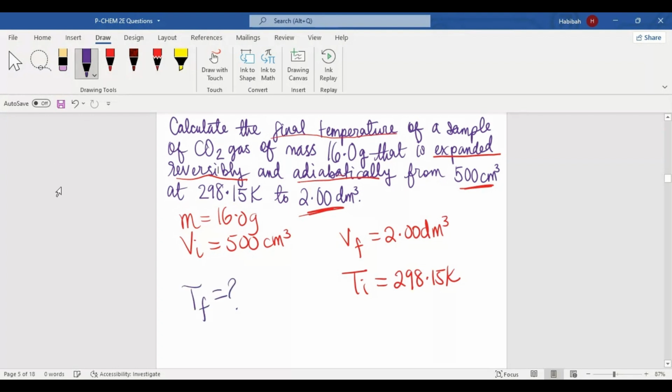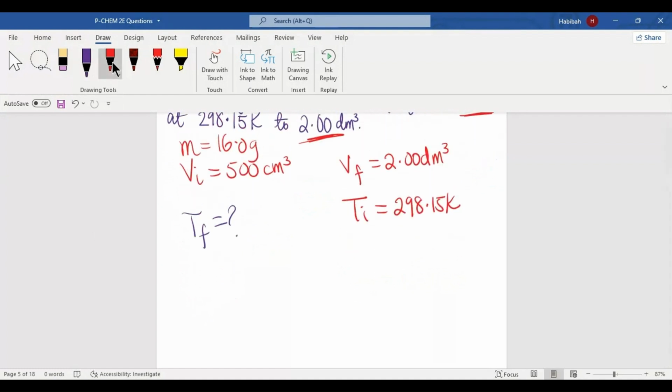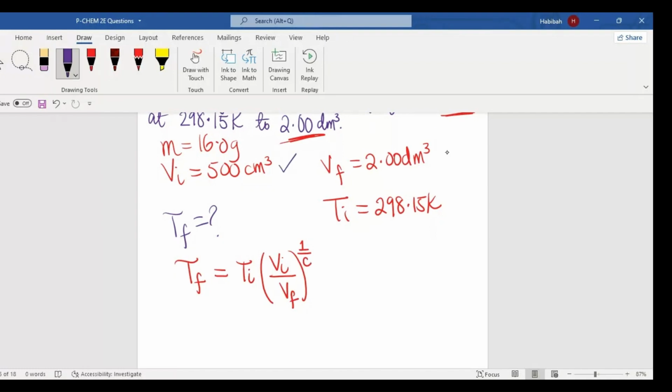Since this is a reversible adiabatic expansion, you're going to be using this particular formula I'm about to write, which is the final temperature is equal to the initial temperature times V initial divided by V final raised to the power of 1 over C. So we've gotten the initial volume, the final volume, and the initial temperature. So we have three parameters in this particular equation. But the only issue is that we don't know what C is. So if you don't know what C is, you're going to have to determine what C is in order for you to properly substitute the values and solve this question.